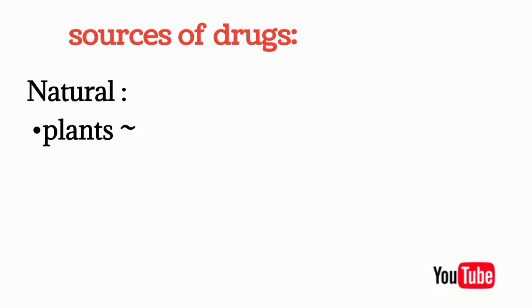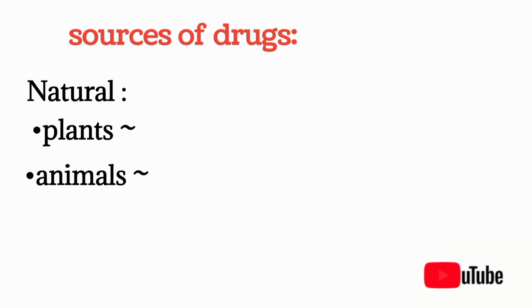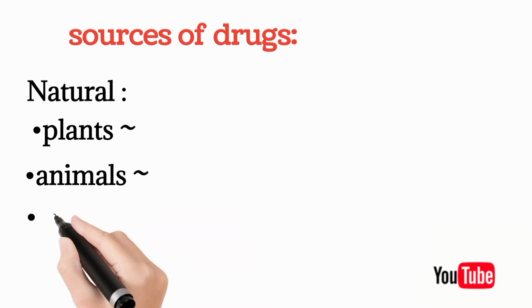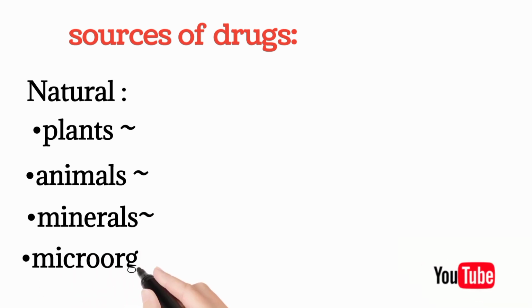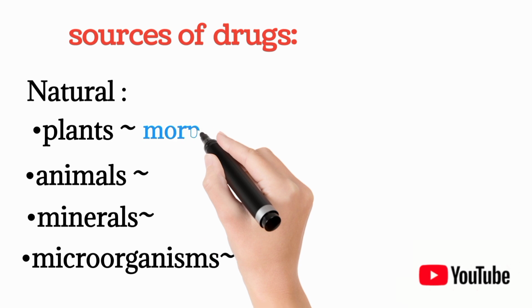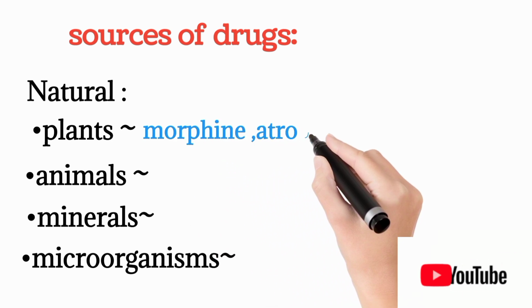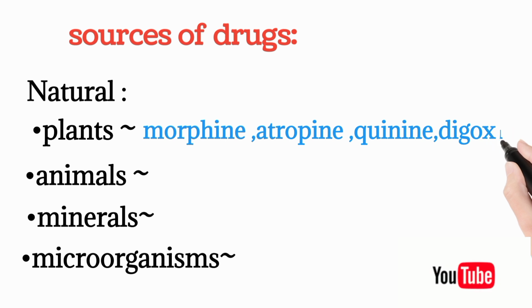Examples are plants and animals. We have others like microorganisms and minerals. All these are natural sources present in our environment, and they can be important sources of drugs. Examples of drugs that are derived from plants are morphine, atropine, quinine, and digoxin.